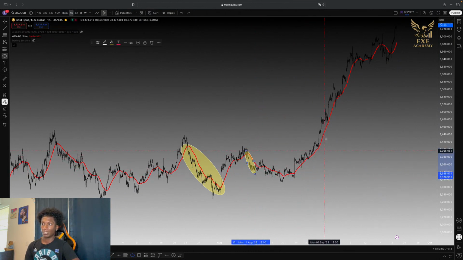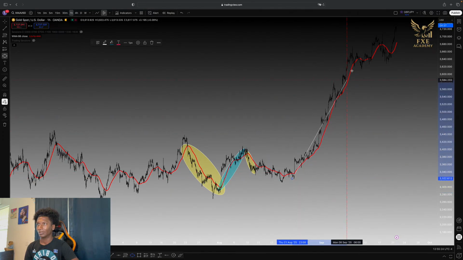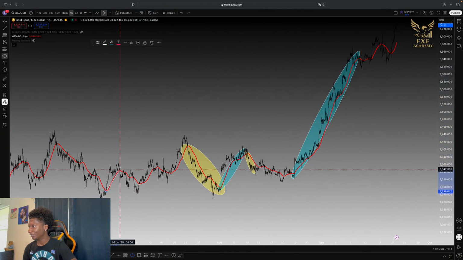Or when price is above it or riding it, then price will continue bullish. So all this, we'll change it to blue. All this, price has stayed above it, even right here.